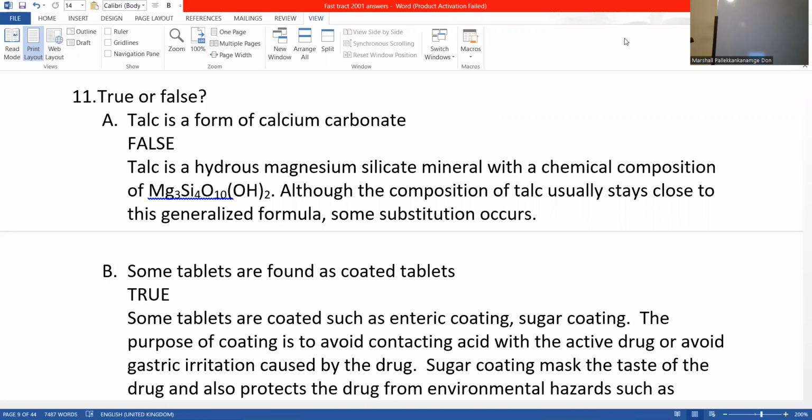Okay, this is the second video for the exam previous questions. This is the 2001 paper, starting from question number 11 here.